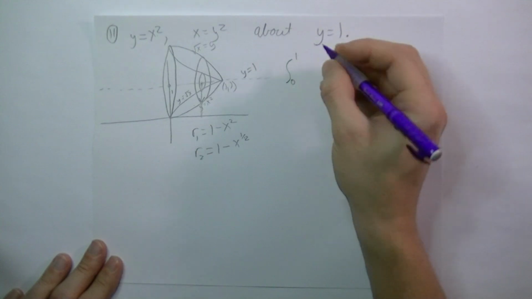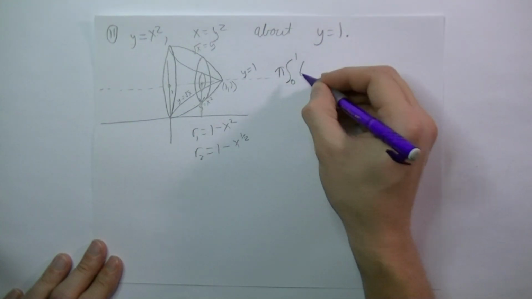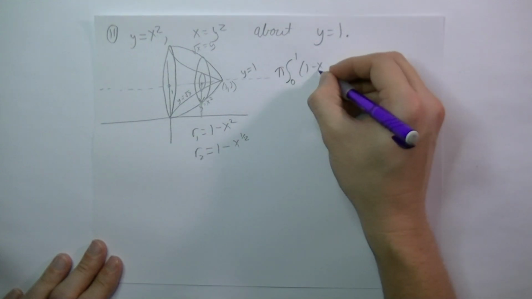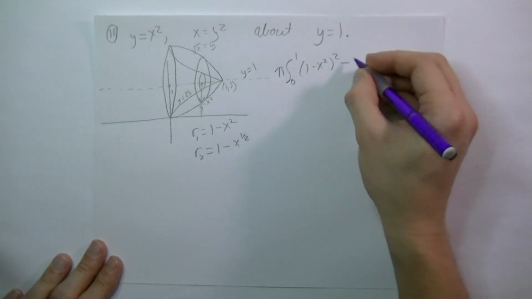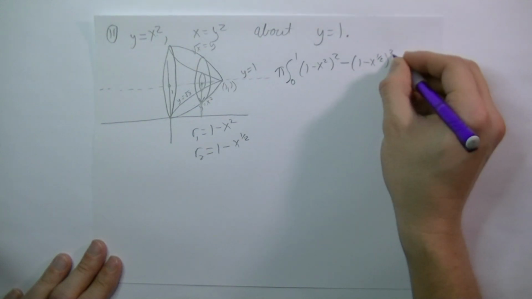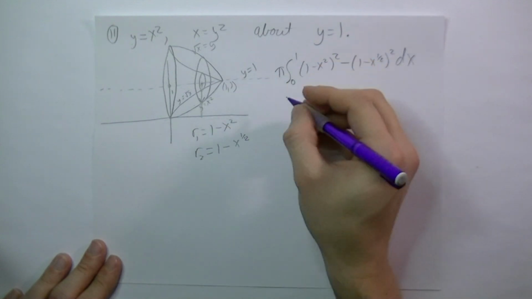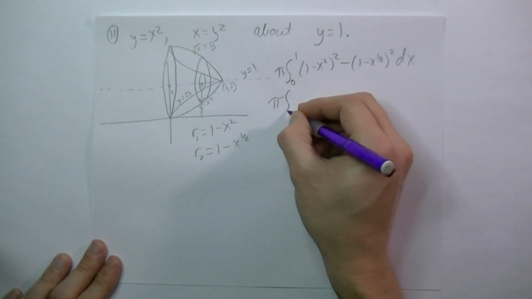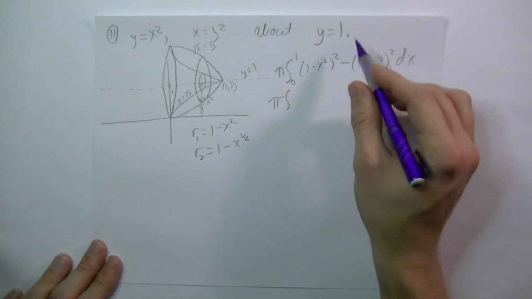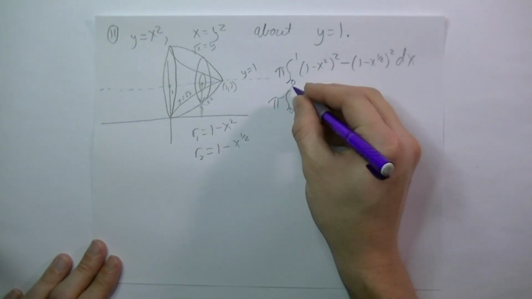So 0 to 1, and the pi factors out as always. The big radius squared minus the small radius squared, and integrating with respect to x. So I get pi. What I'm going to do is go ahead and FOIL these out. I think that would be the easiest way to do it.